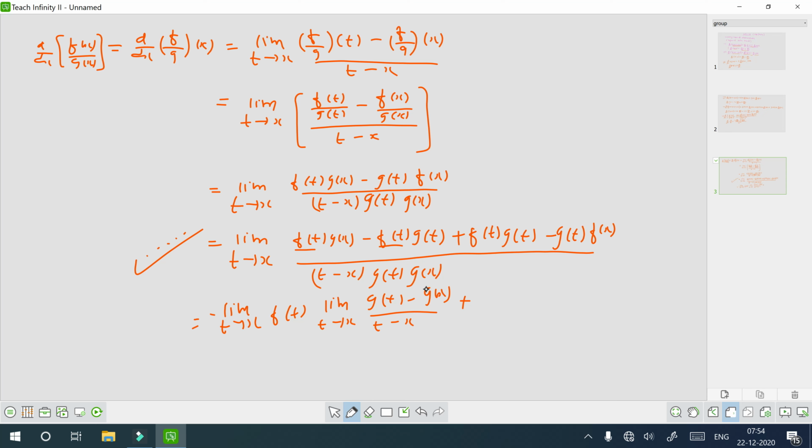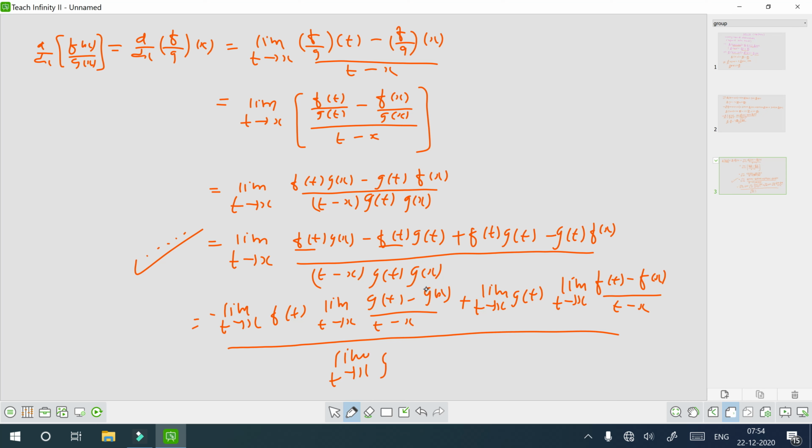પ્લસ અહીંથી શું કોમન નીકળે? g of t, એને આપી દો લિમિટ t tends to x, g of t. શું બચે? લિમિટ t tends to x, f of t minus f of x over t minus x over શું? limit t tends to x, g of t into g of x. બેને આપી દેવાની પ્રોડક્ટમાં. તો ફર્સ્ટ લિમિટ શું થાય?